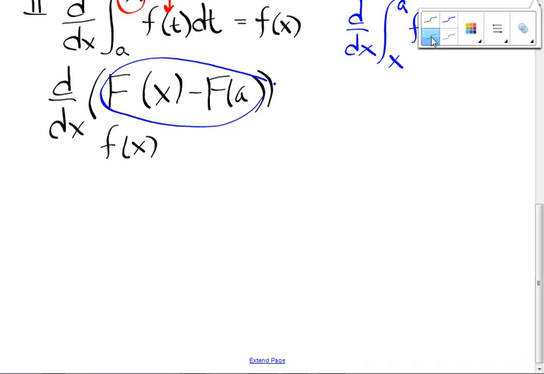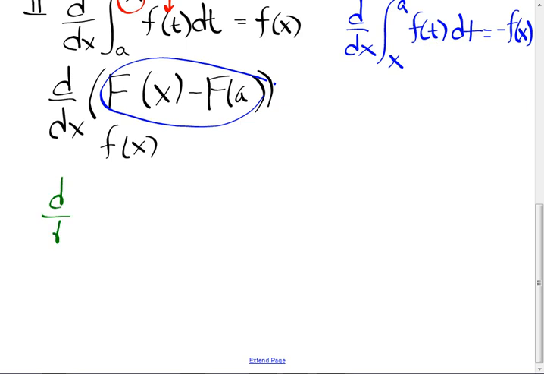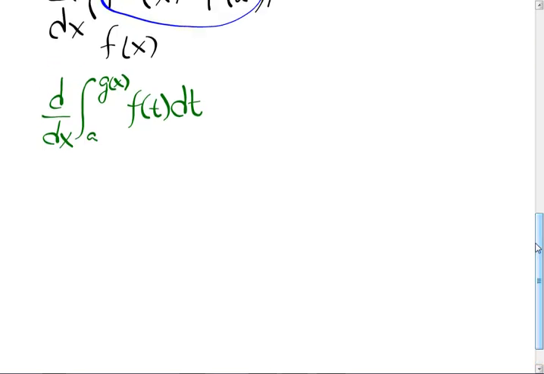And what if I have the derivative with respect to x of the integral from a to g of x of f of t dt? Remember that one? I have to do the chain rule. So it's f of, and you have to put g of x in here. So it's f of g of x times the derivative of the upper limit, g prime of x.